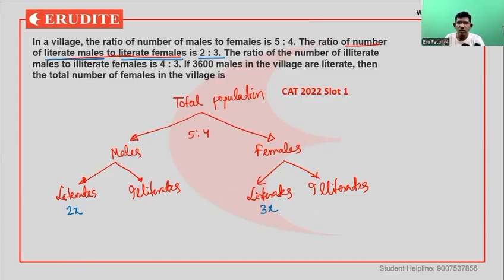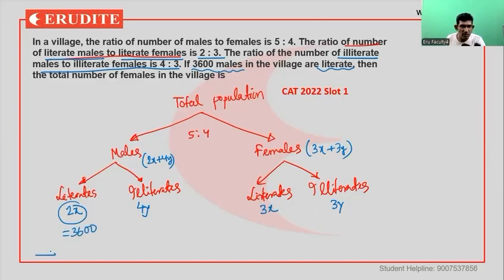And the ratio of the number of illiterate males to illiterate females is 4:3. That is, this is 4y, so this would be 3y. So from this, I can say the total males is 2x plus 4y, and the total females are 3x plus 3y. Now, further, it says 3,600 males are literate, which means literate males, 2x, is equal to 3,600. That means x is equal to 1,800.